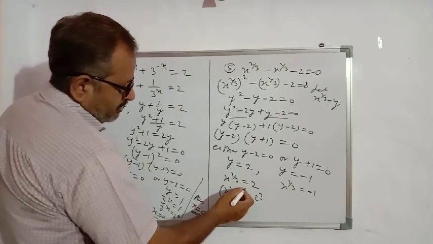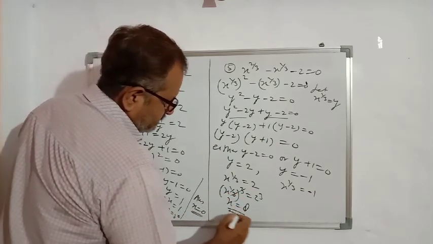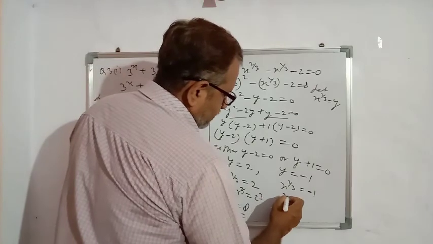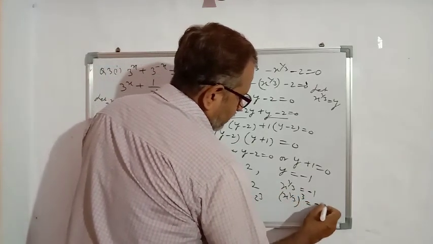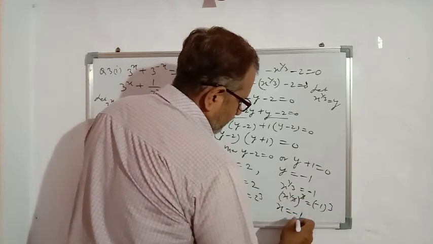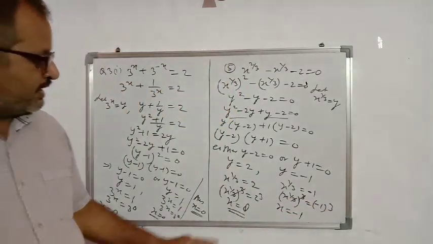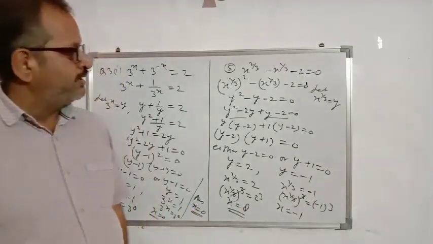Power to the power, we will multiply the powers. So x will be 8. And here cubing on both sides, minus 1 cubed, the 3s cancel, x will be minus 1. So we are getting two values of x. One is 8 and the other is minus 1.